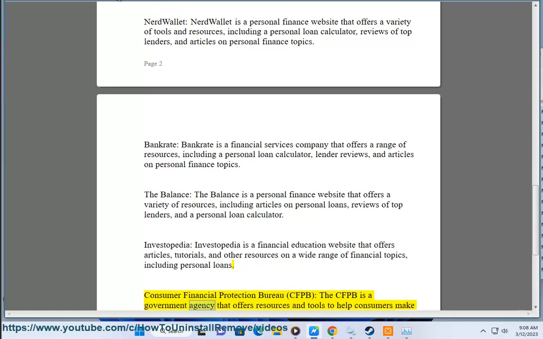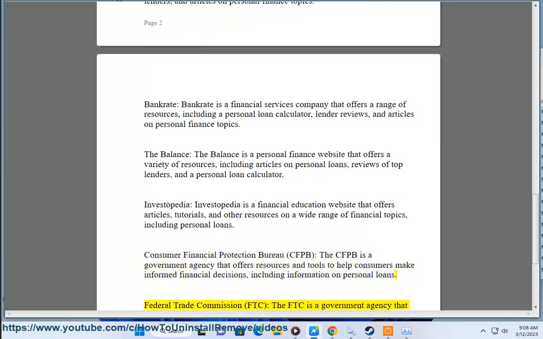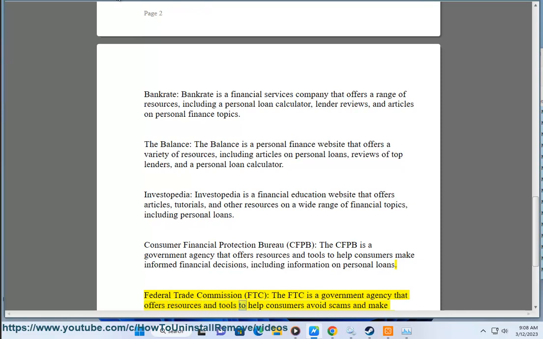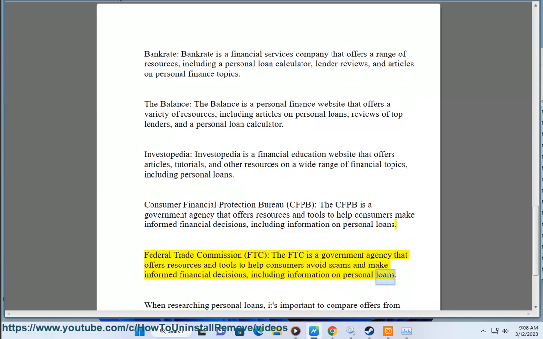The CFPB is a government agency that offers resources and tools to help consumers make informed financial decisions, including information on personal loans. Federal Trade Commission, FTC. The FTC is a government agency that offers resources and tools to help consumers avoid scams and make informed financial decisions, including information on personal loans.